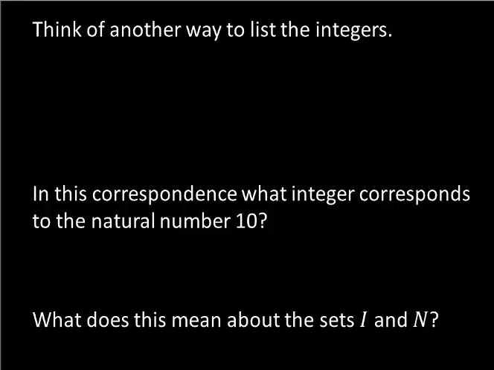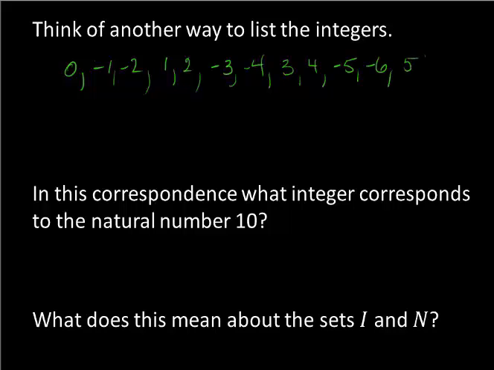Now that list that I just made is not the only way to list the integers. Let me give you another way. How about 0, minus 1, minus 2, and then I'll put 1, 2, and then minus 3, minus 4, and then 3, 4, and then what's next? Well, it would be minus 5, minus 6, 5, 6, and so on. That's kind of a more complicated list, but they're all there.